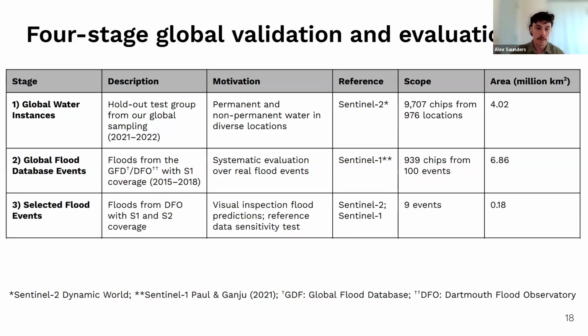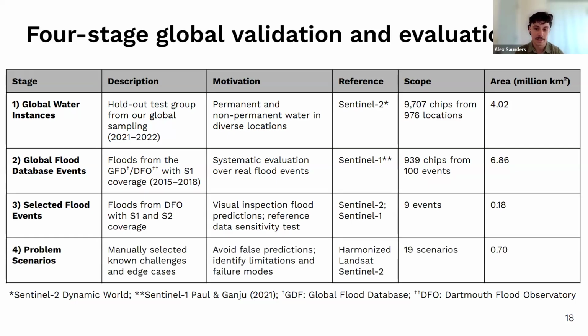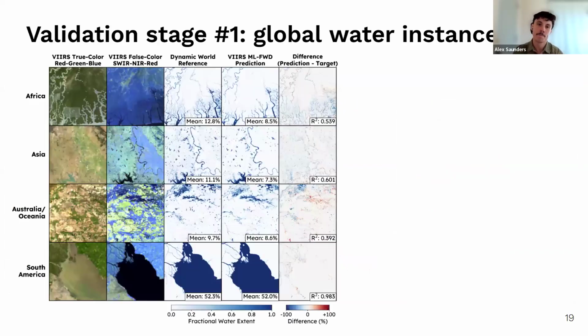And then we looked in a bit more detail at selected flood events. So we selected nine other events from the Dartmouth Flood Observatory archive that had coincident Sentinel-1 and Sentinel-2 coverage, so we could look really in detail and visually inspect how our model was doing, and also test the sensitivity to our two reference data sets. And finally, we manually selected 19 problem scenarios, which are known to be challenging for optical satellite water detection methods. And we use Harmonized Landsat Sentinel-2 just to guide our visual expert ratings that we assign there.